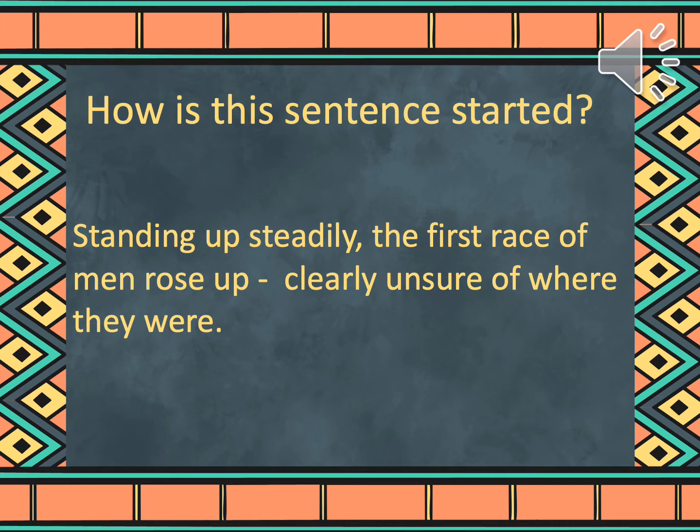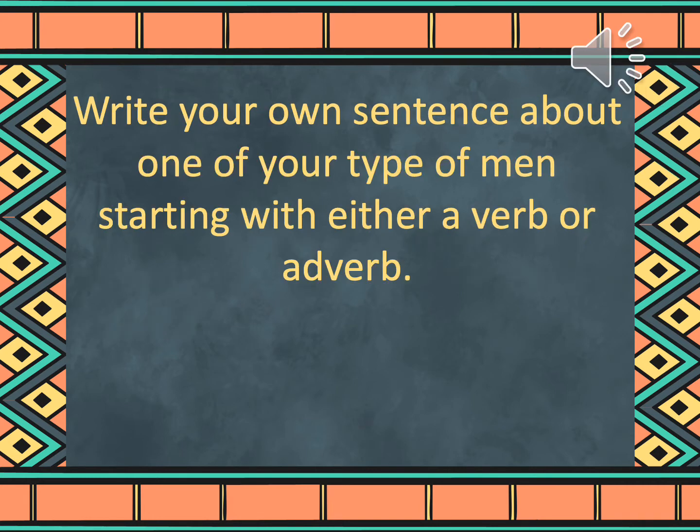So have a look at this sentence. I want you to think about how has it been started. "Standing up steadily, the first race of men rose up, clearly unsure of where they were." So have a think, how does that sentence start? So you should have come up with the previous sentence started with a verb. It told us what they were doing, they were standing up.